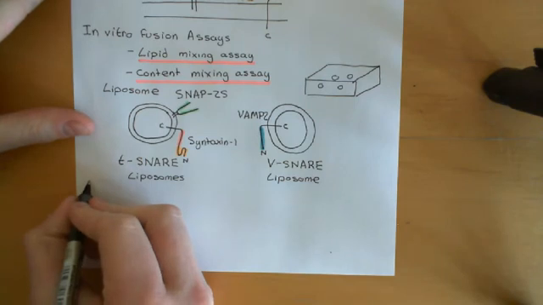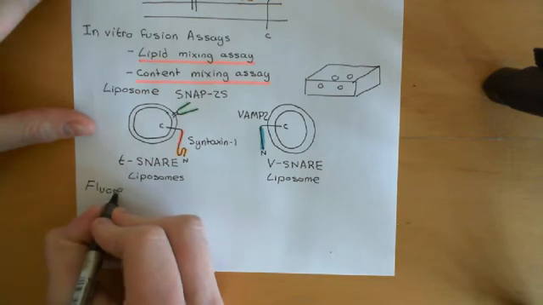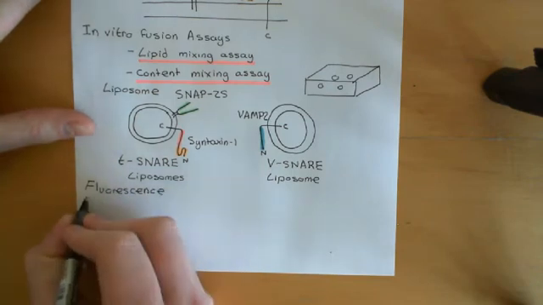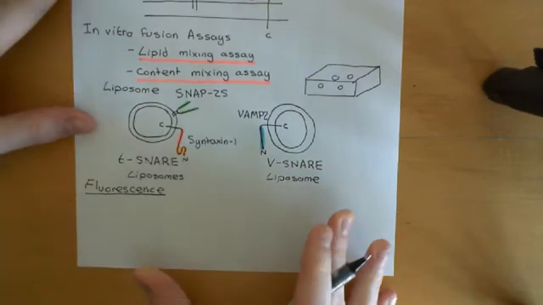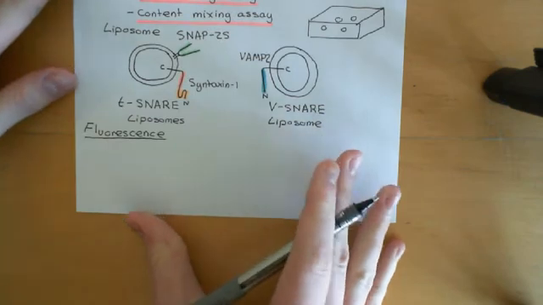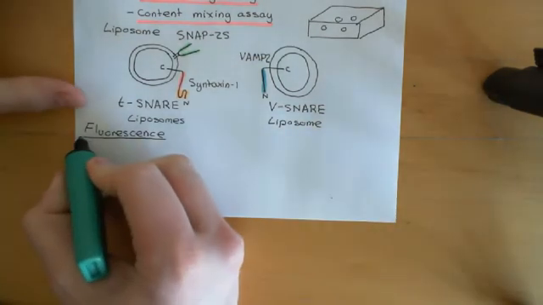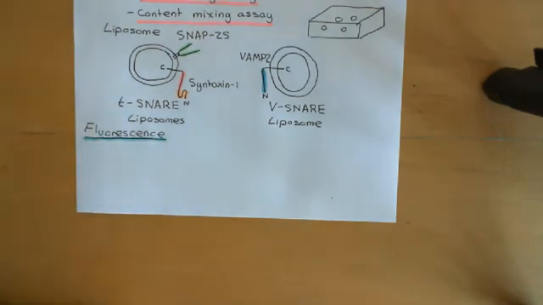Now, the lipid mixing assay is going to rely on fluorescence. So I just want to make sure that everyone is comfortable with the concept of fluorescence. And then we're going to need the concept of fluorescence resonance energy transfer, FRET. So I'm going to go over those concepts first, and then I'll show you how these techniques can be utilized in the lipid mixing assay. So, the concept of fluorescence.